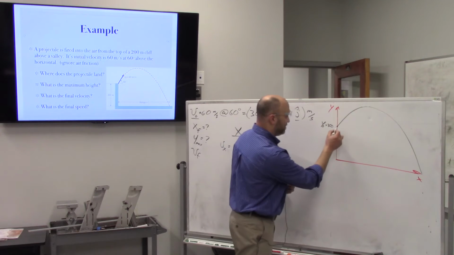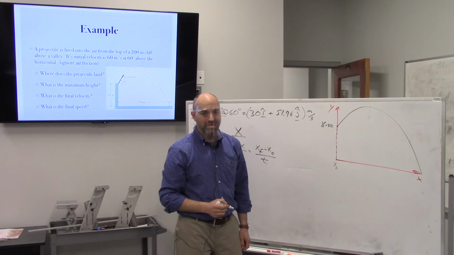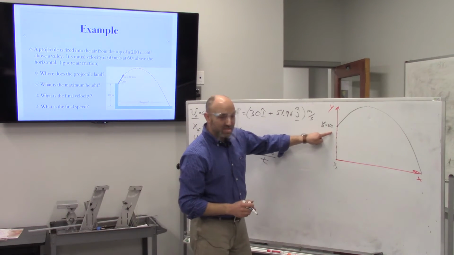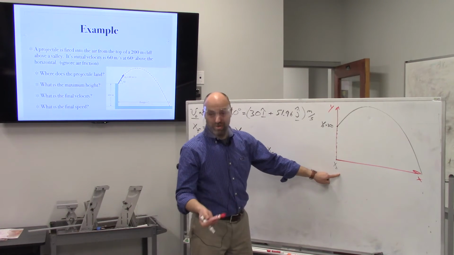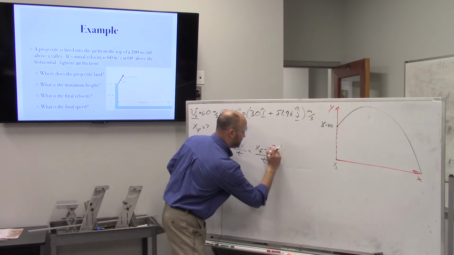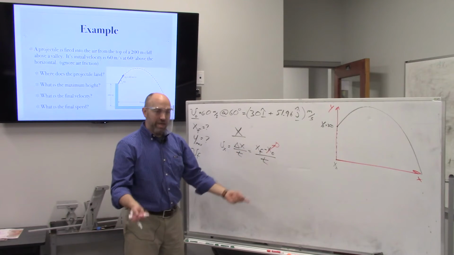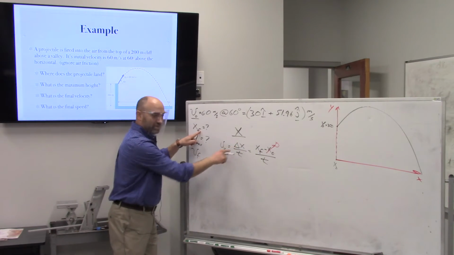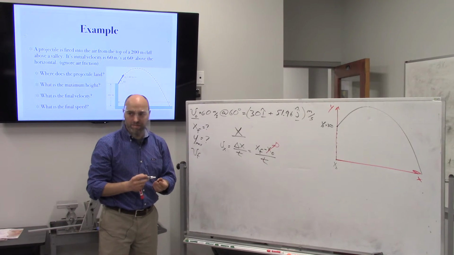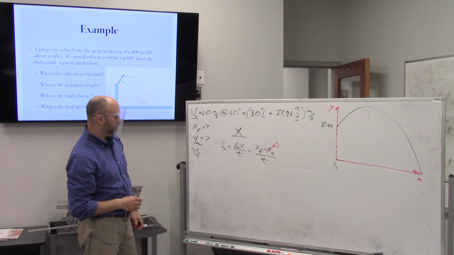But where is x initial? At zero. Does that make sense to everybody? So y initial is not zero, but x initial is for this problem. Okay? So for this problem, this is zero. So x final minus zero is x final. So x final is delta x. Do y'all see how those nuances kind of played out there? Okay, well, that's looking good.